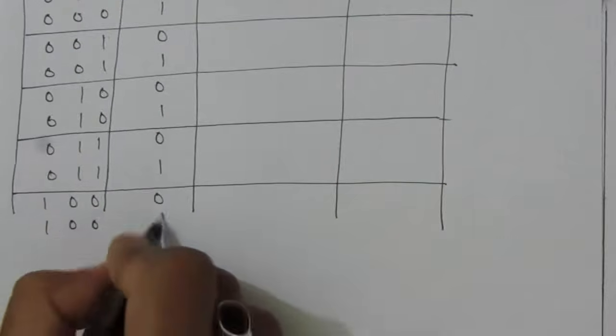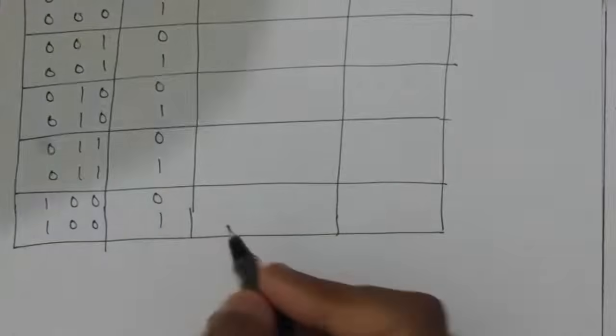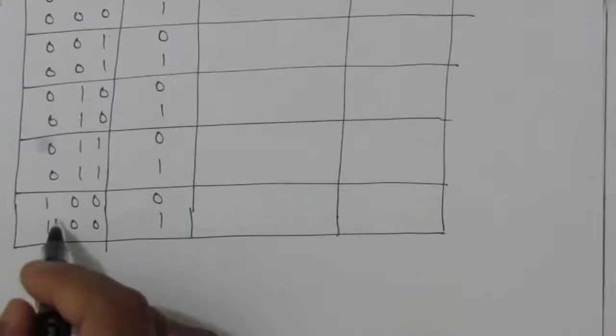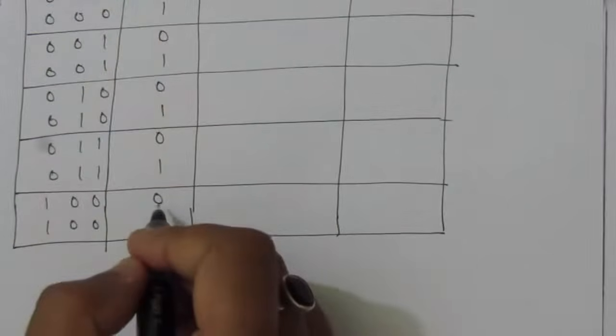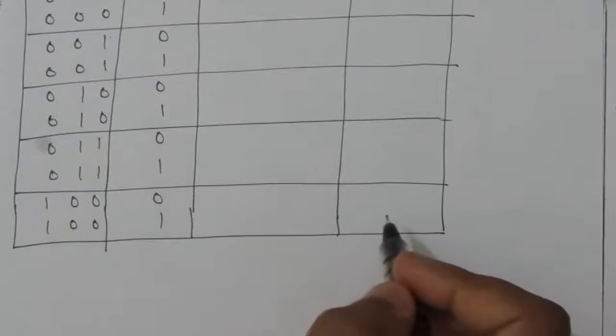Up to here we have to find, because you can see that in the state diagram we have up to 100. So for this 100, for input 0 and 1, we have to find the next state and output.